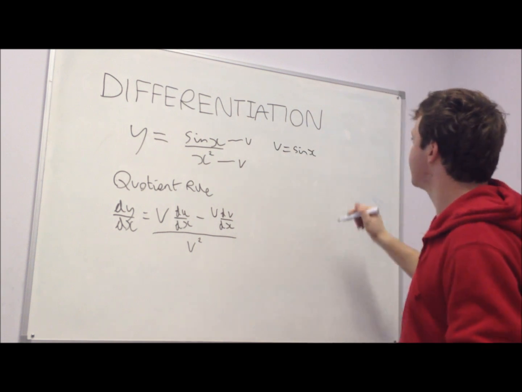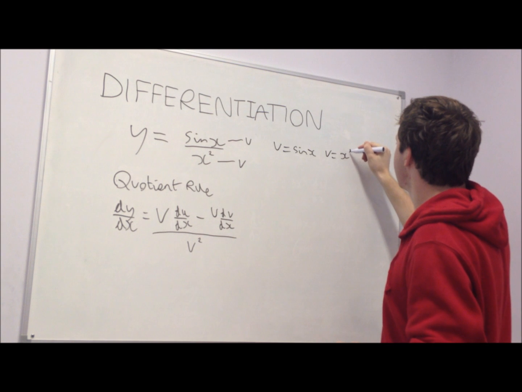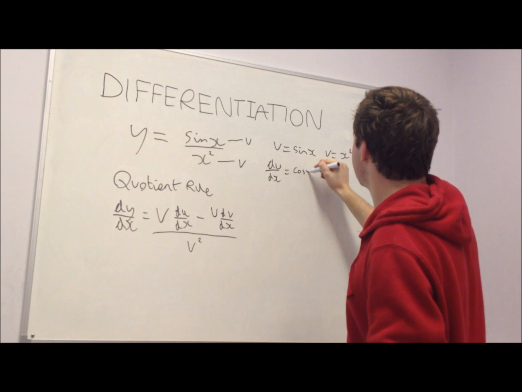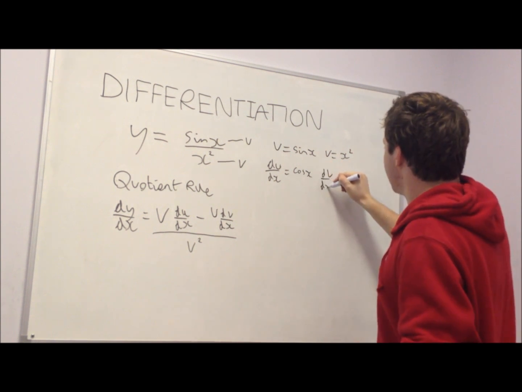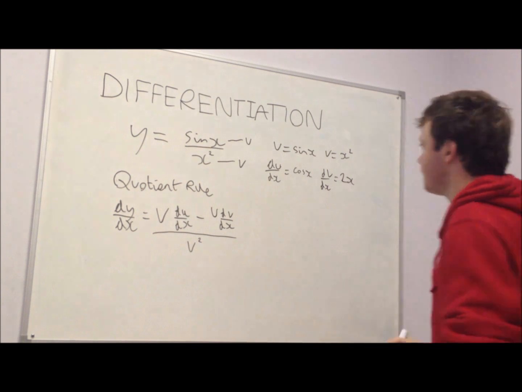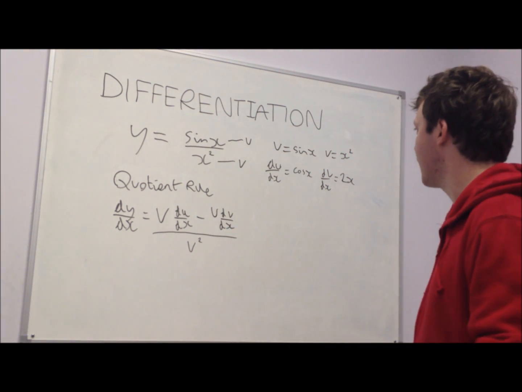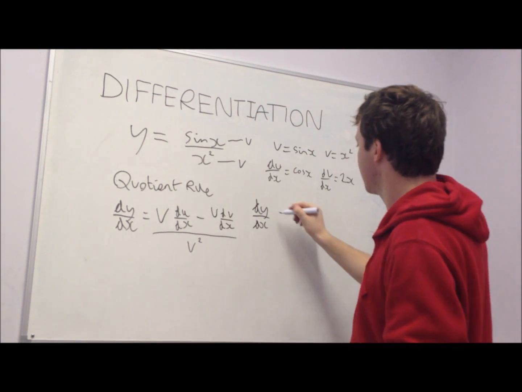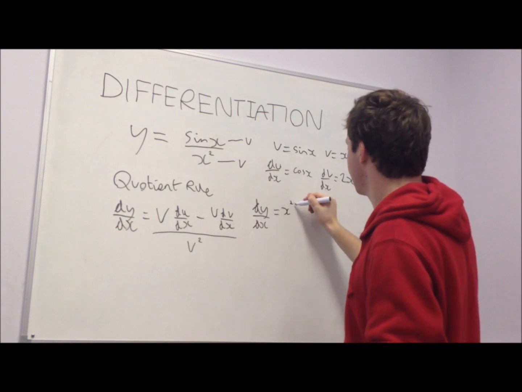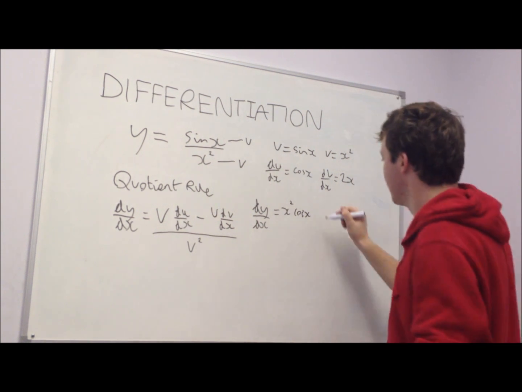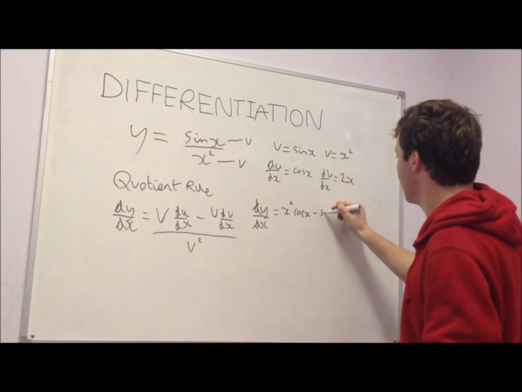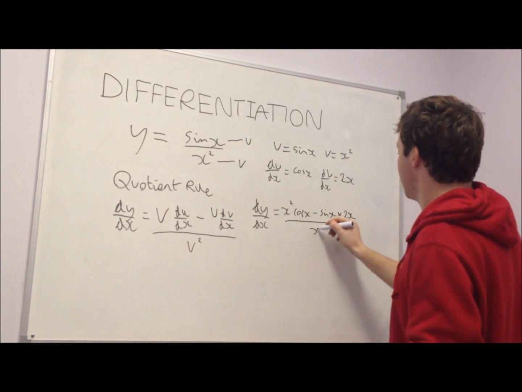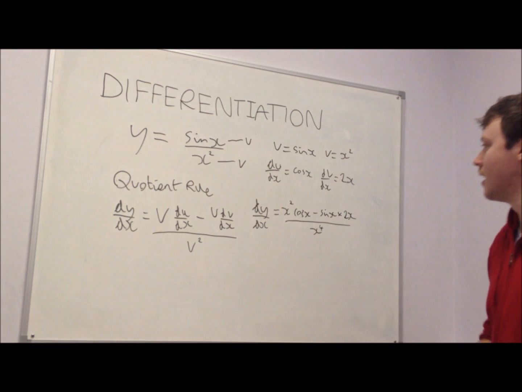u equals sine x, v equals x squared, du dx equals cos x, dv dx, as we've done before, is simply 2x. And then comparing with the rule we have here, you can write this out directly as before. dy dx equals x squared cos x minus sine x times 2x all over x to the 4, which is just x squared squared.